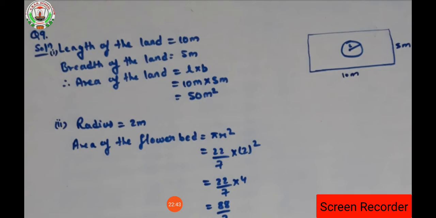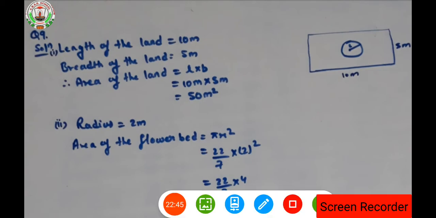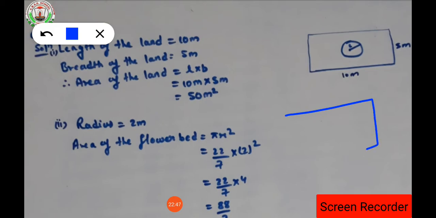Then, next, the last part of the question we are having, as I explained you here, the 4th part of the question is there. One rectangular lawn is here. This is the rectangular lawn. Length of the lawn is given as 10 meter. Breadth of the lawn is given as how much? 5 meter. So, can we find the area of the lawn?